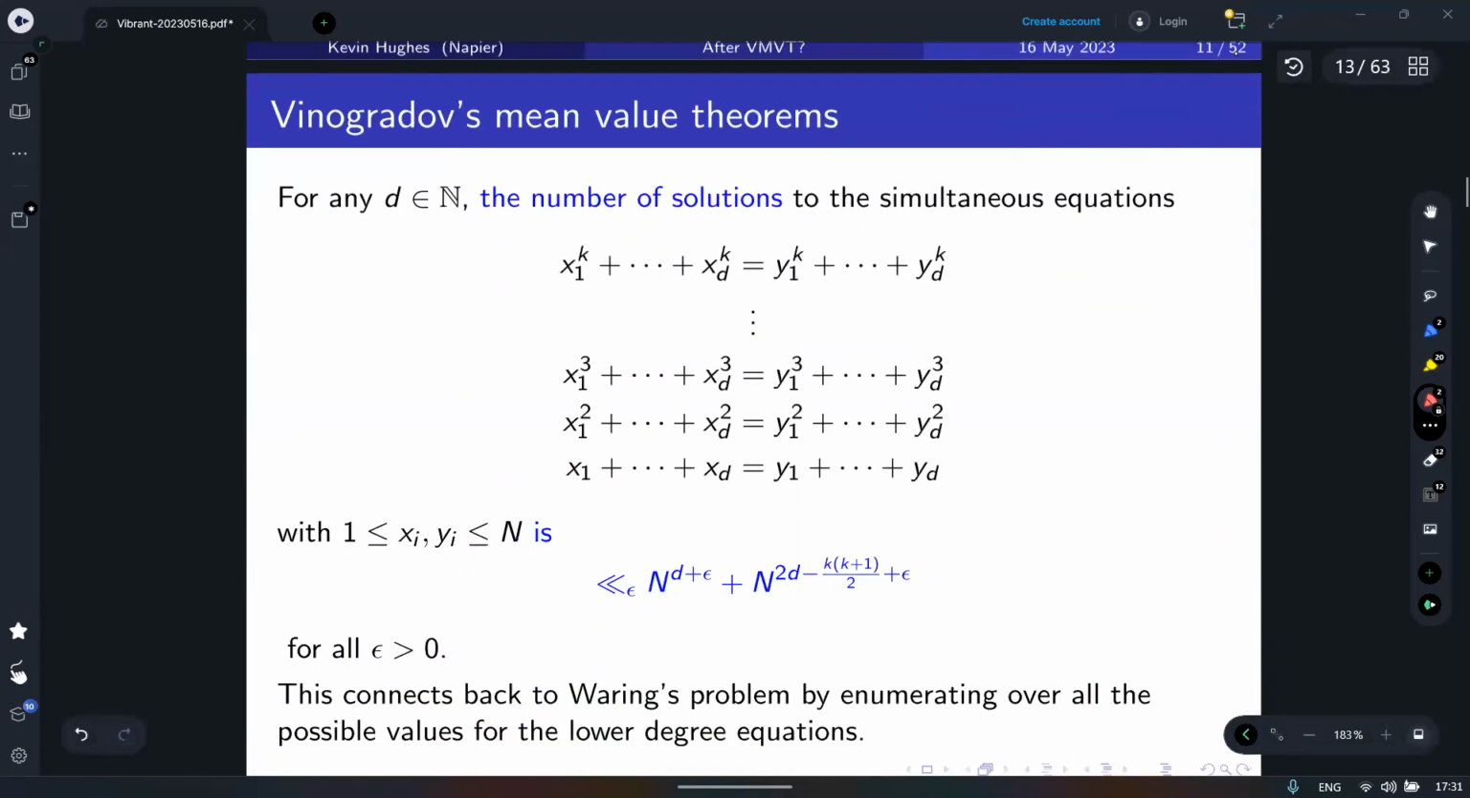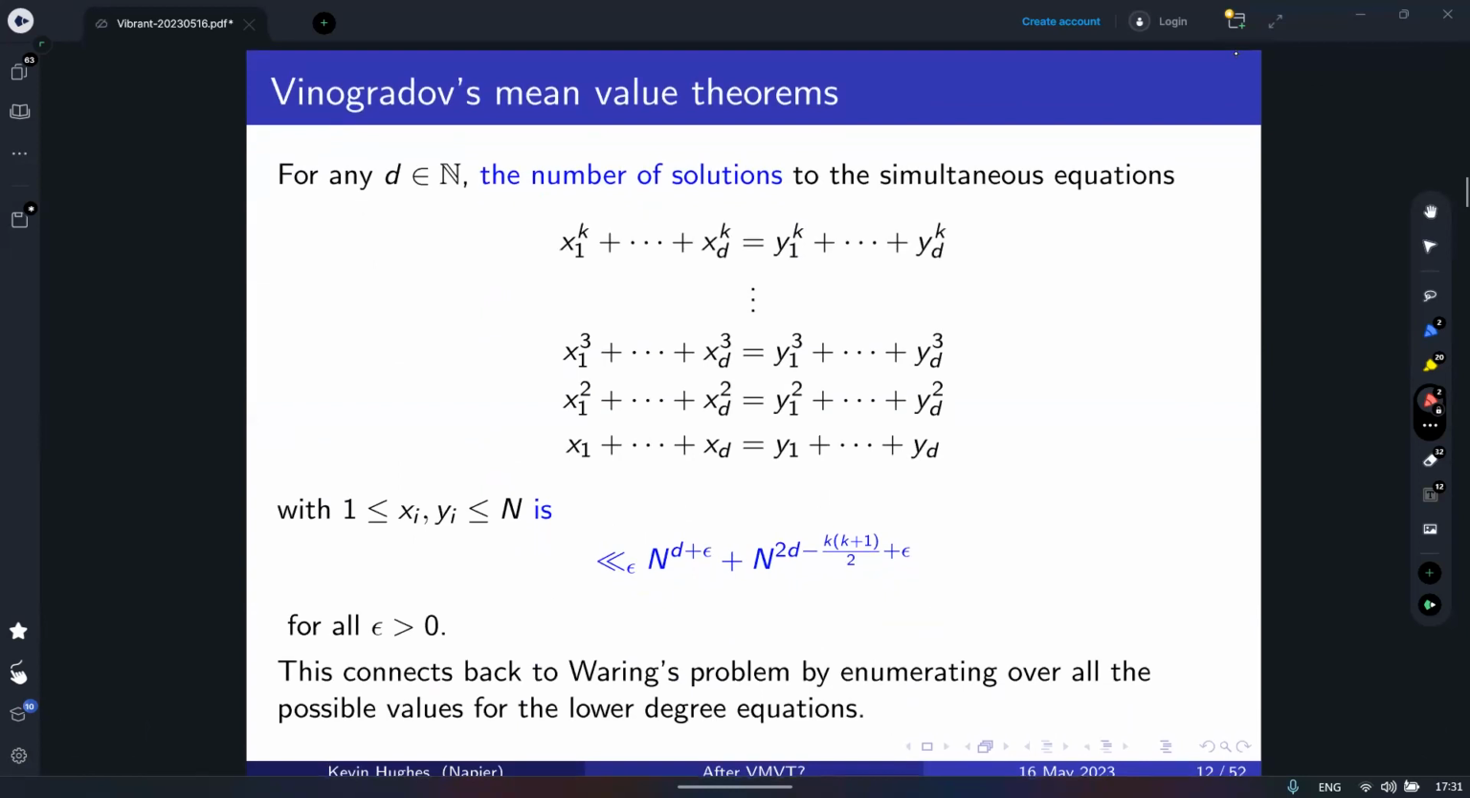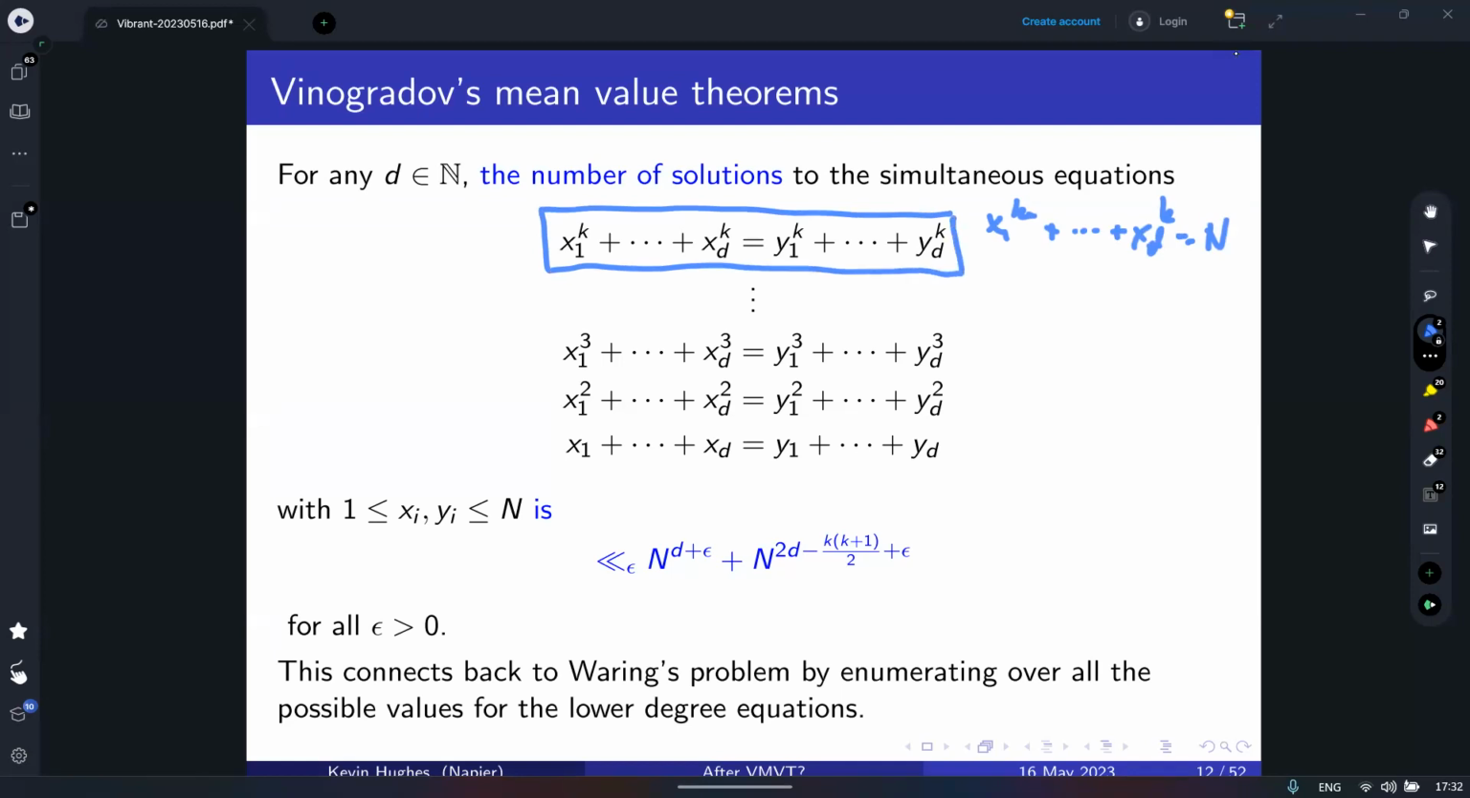So what are Vinogradov's mean value theorems? Let's see how they're used, what they are. Before, we had Waring's problem, which was saying I have basically x_1^k plus through x_d^k equals n. Well, now we're going to symmetrize the situation and consider when I have a sum of d variables equals another sum of d variables, but each one to the kth power. And getting a good estimate for that are the mean value theorems that I alluded to before.